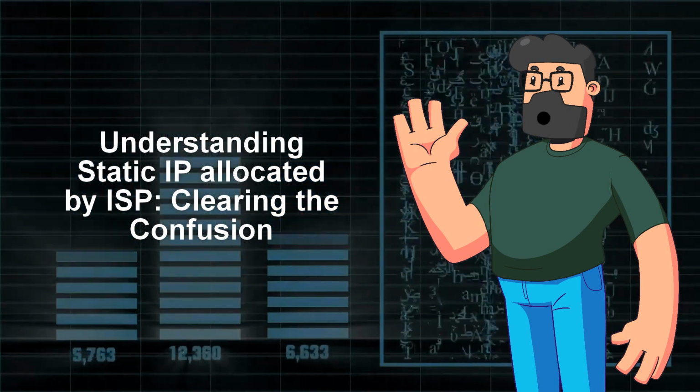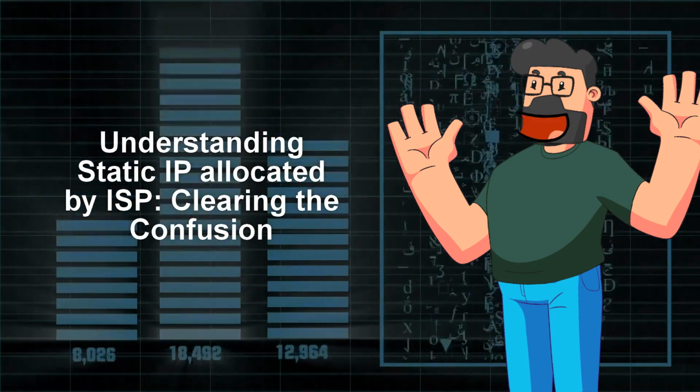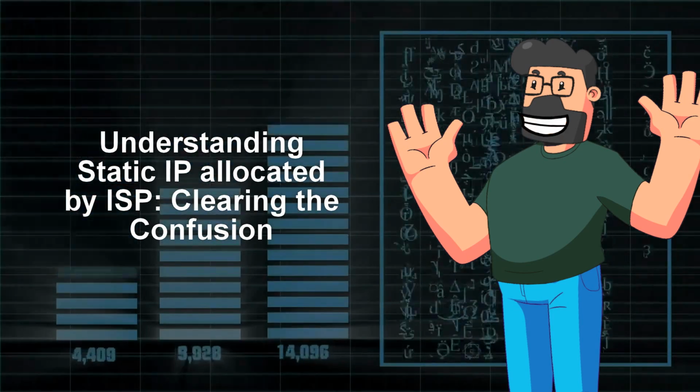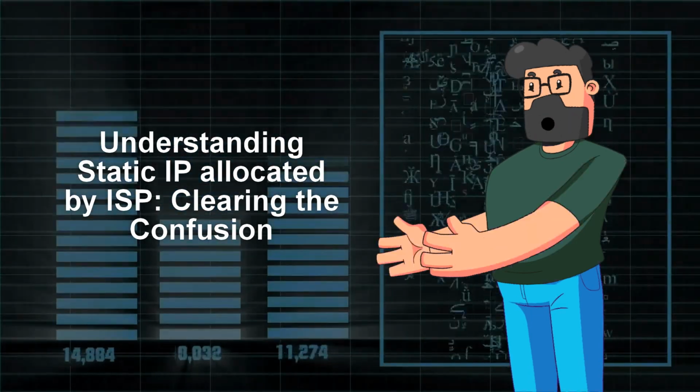We are going to dive into a common problem that some people face when setting up a web server with a static IP address provided by their ISP. The problem arises when the IP address shown on what is my IP sites differs from the static IP assigned by the ISP. It can be quite confusing, right?